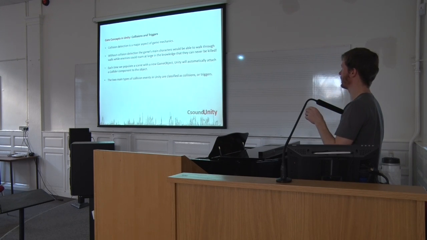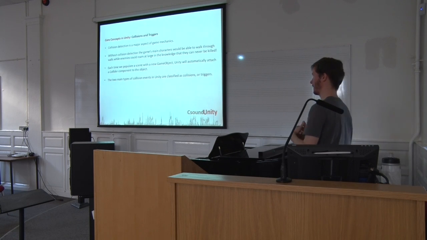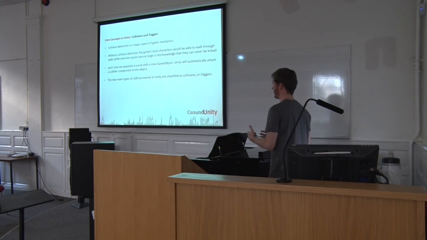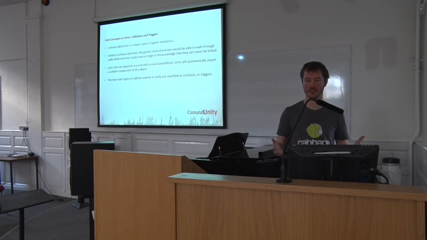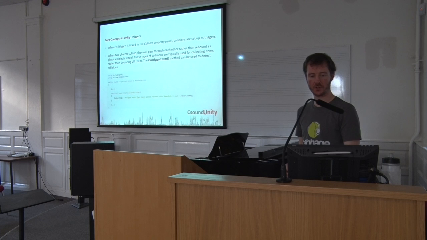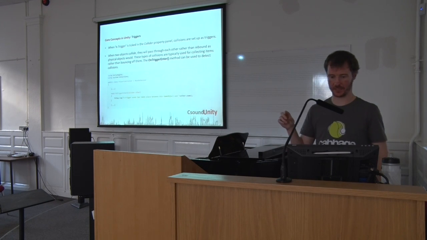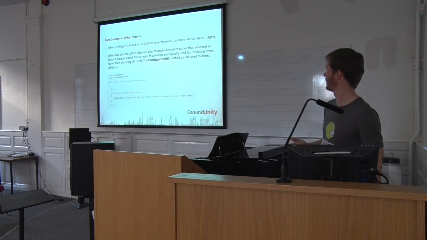Each time we populate a scene with a new game object, Unity will automatically attach a collider component to that object. Then we can use that collider component to determine if it's collided with anything else. There's two main types of collisions: one is a straightforward collision, and the other is a trigger collision. When isTrigger is ticked in the collider property panel, collisions are going to be set up as triggers.